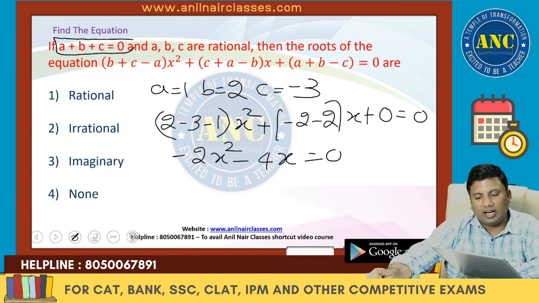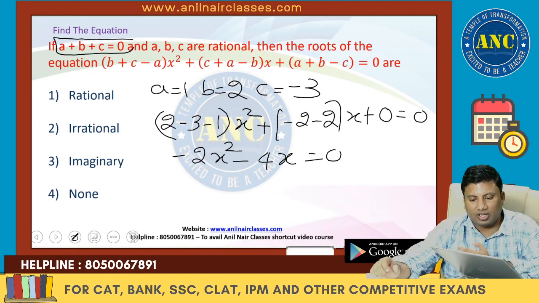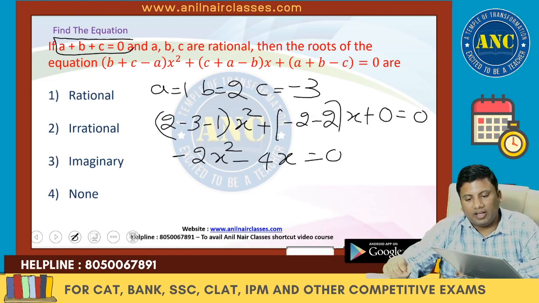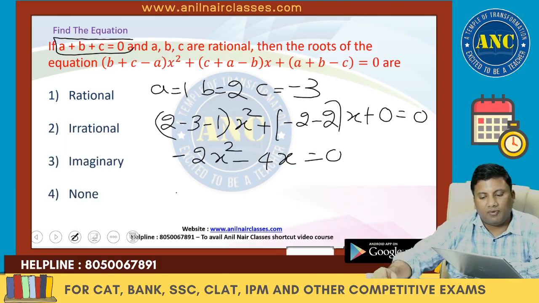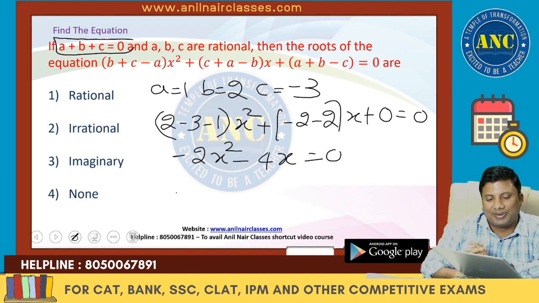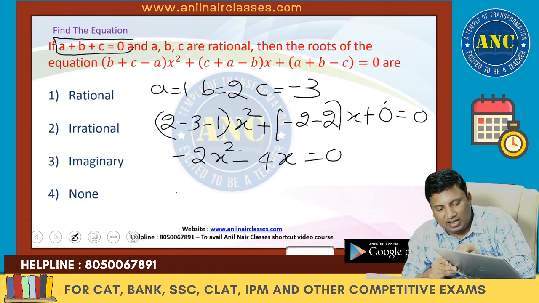I hope it is clear, right? a1, b2, c minus 3. Anyway, just by looking at the question, I think what we can do is substitute x equivalent to 1. Now 1 minus a1, b2, c minus 3. This also should give you the answer. 2 minus 3 minus 1. 2 minus 4 is minus 2x square. C plus a minus b minus 3 plus 1 minus 2 minus 4x. A plus b minus c. A plus b minus c is 6.